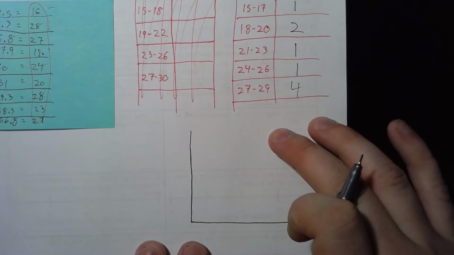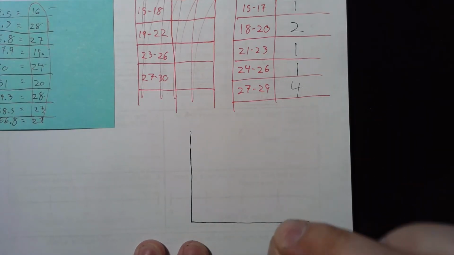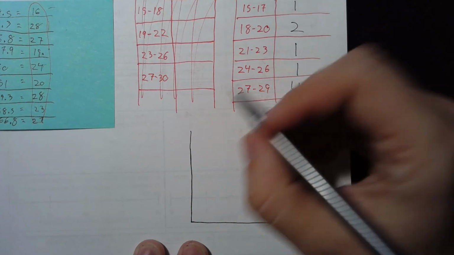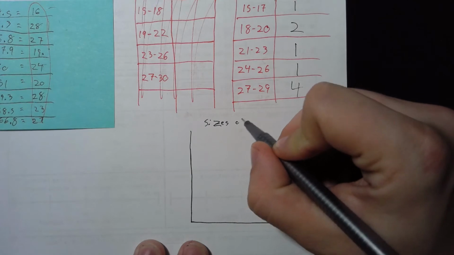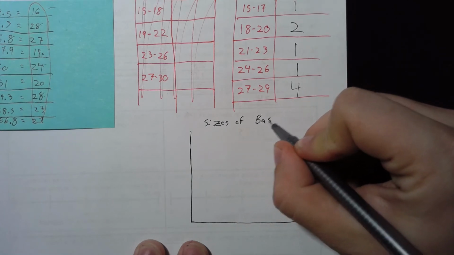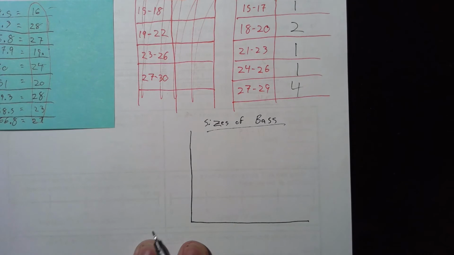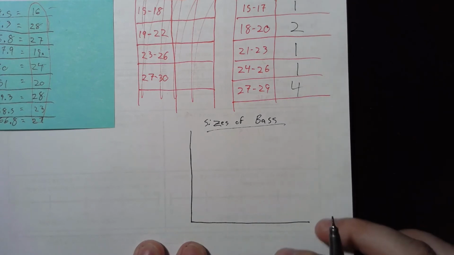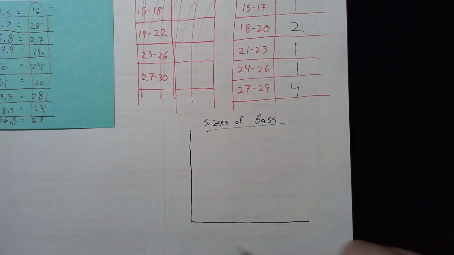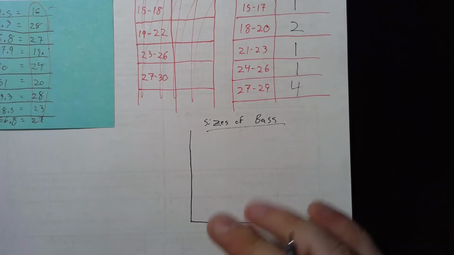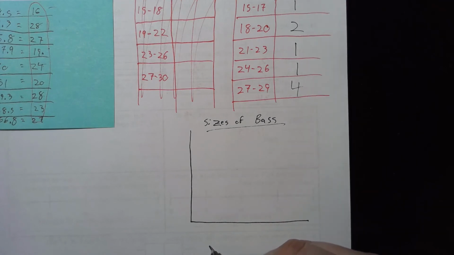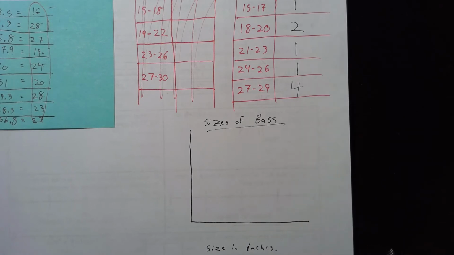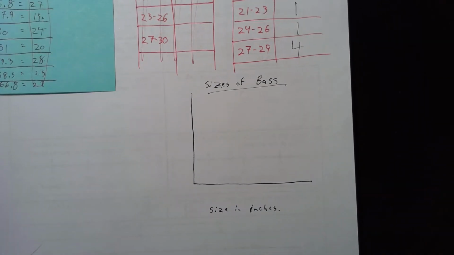We need a title for it. Histograms should have titles. So we will call this sizes of bass. That's the type of fish I think that I was catching in the game. So down here, this is where my intervals are going to go. Where intervals go, those numbers, we said they were inches. So these are size in inches. That's what this bottom section is going to represent.